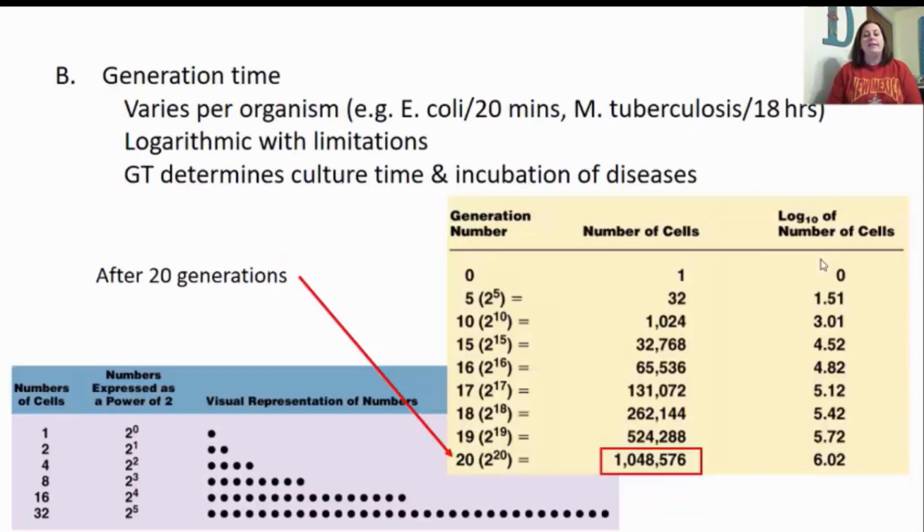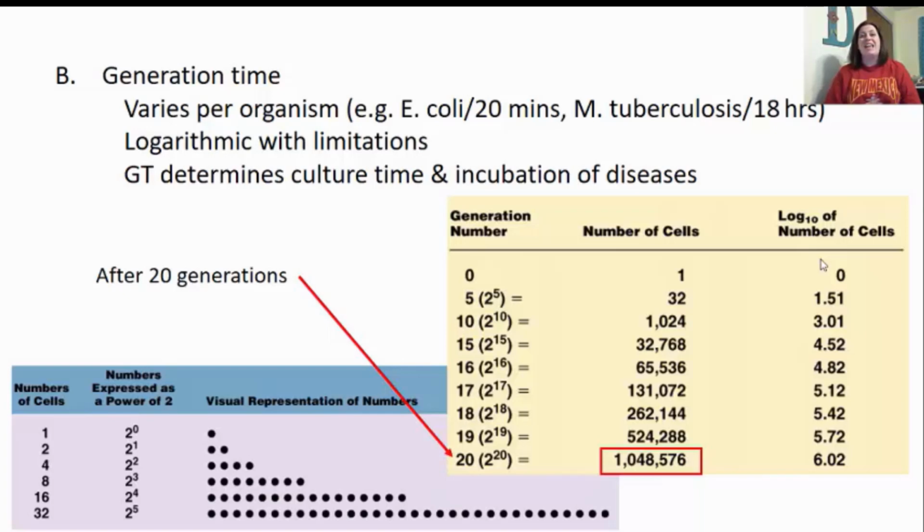So how long does it take a cell to do this? This is known as the generation time. This varies per organism. Some examples are E. coli can actually reproduce every 20 minutes. So we can go from 1 cell to 2 in 20 minutes, 2 to 4 in another 20 minutes, and 4 to 8. So within an hour, you can go from having 1 cell to having 8 cells. On the other hand, when we look here at M.